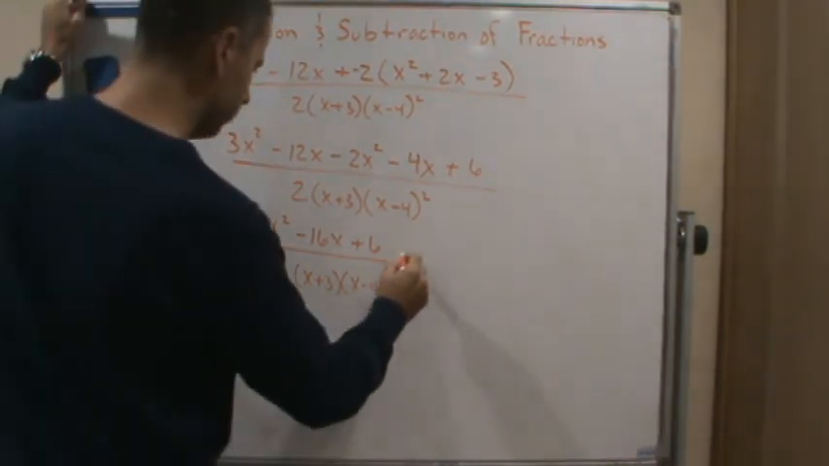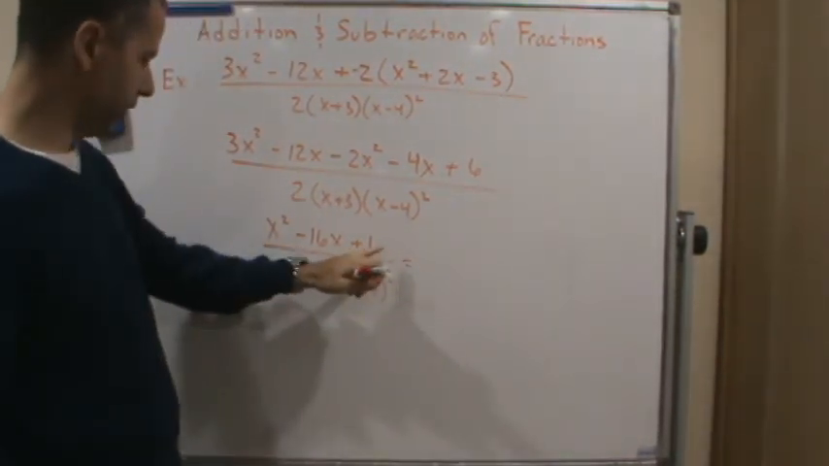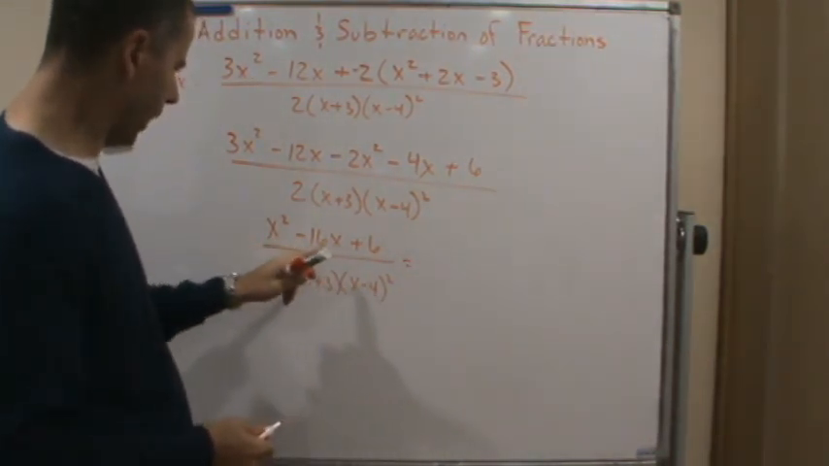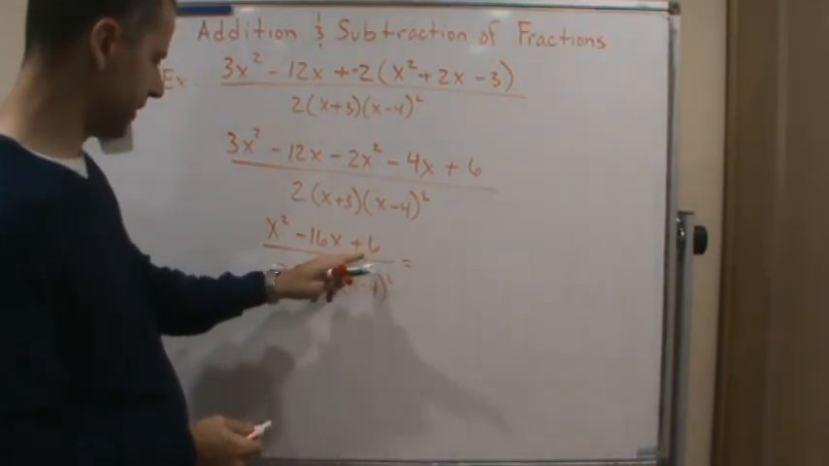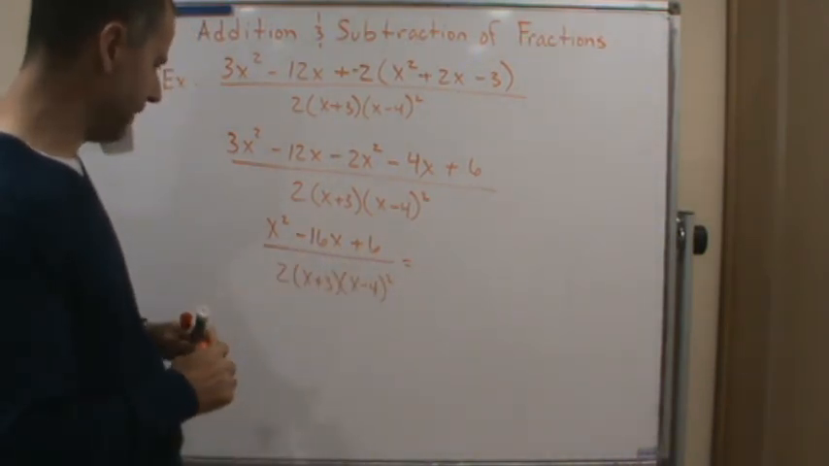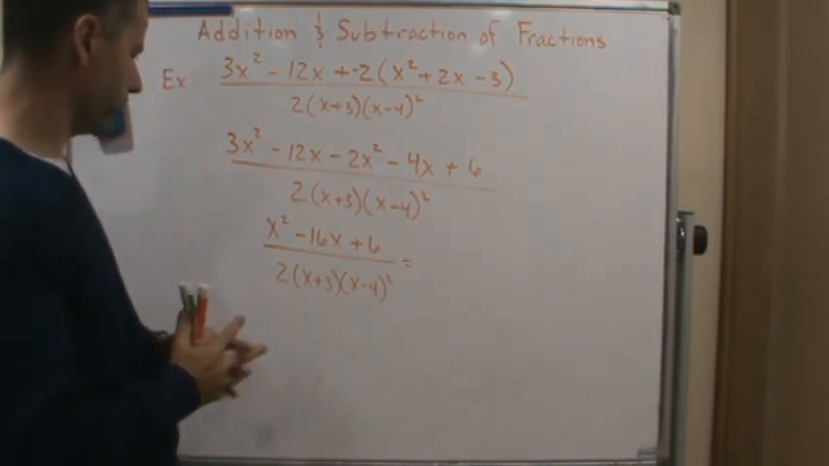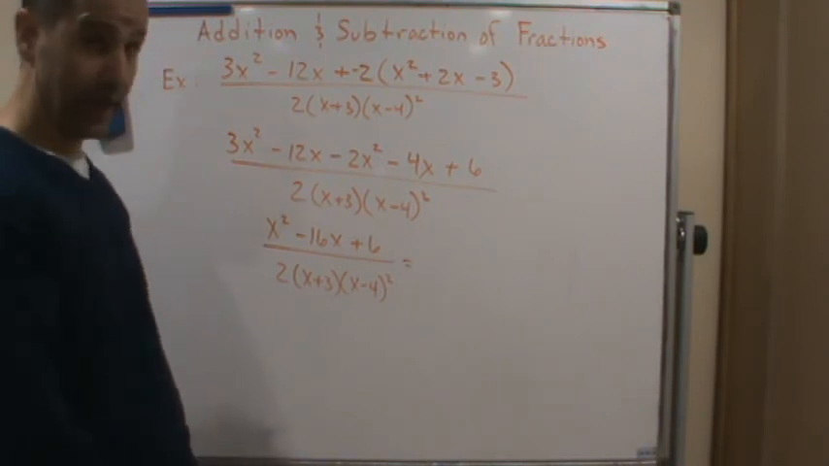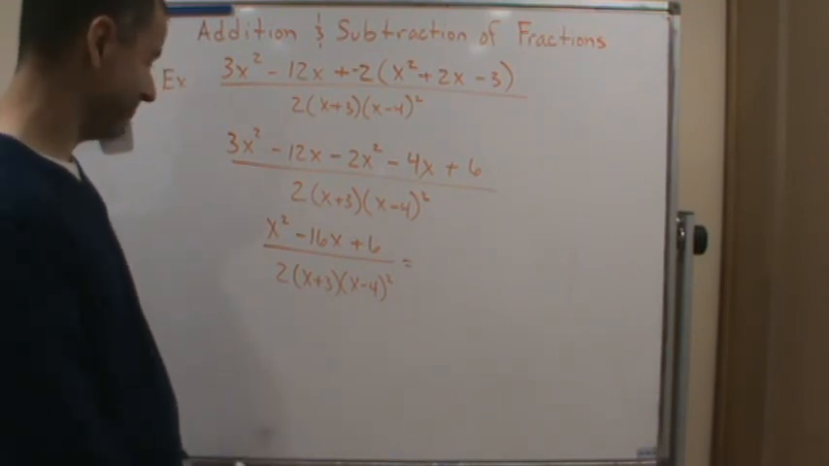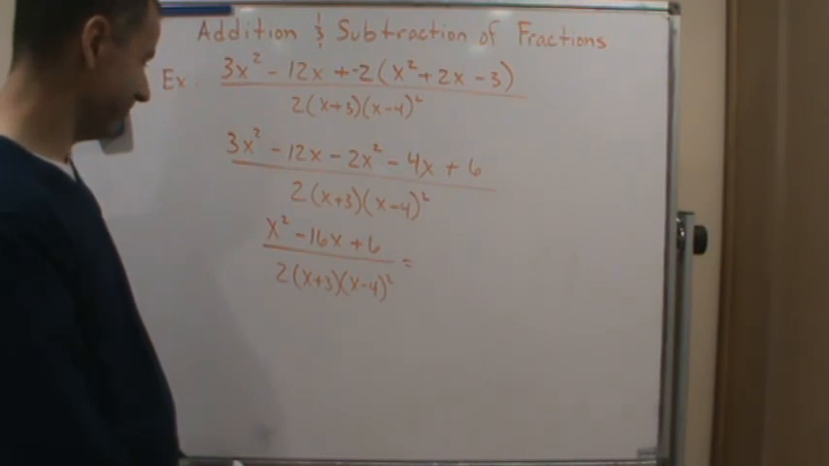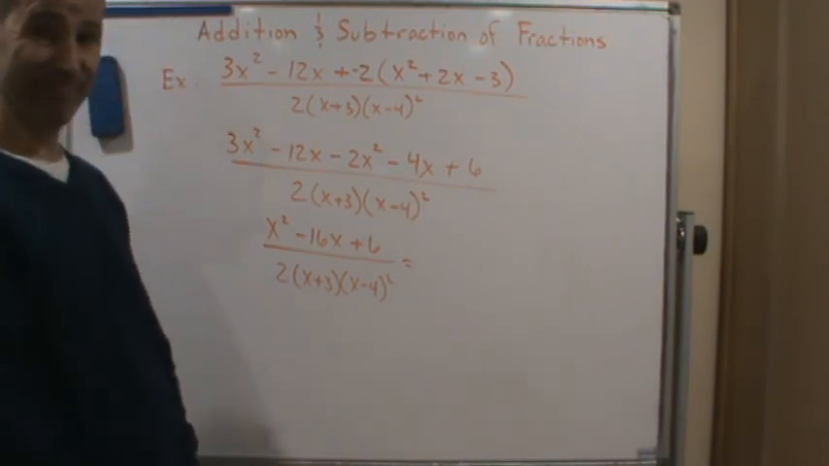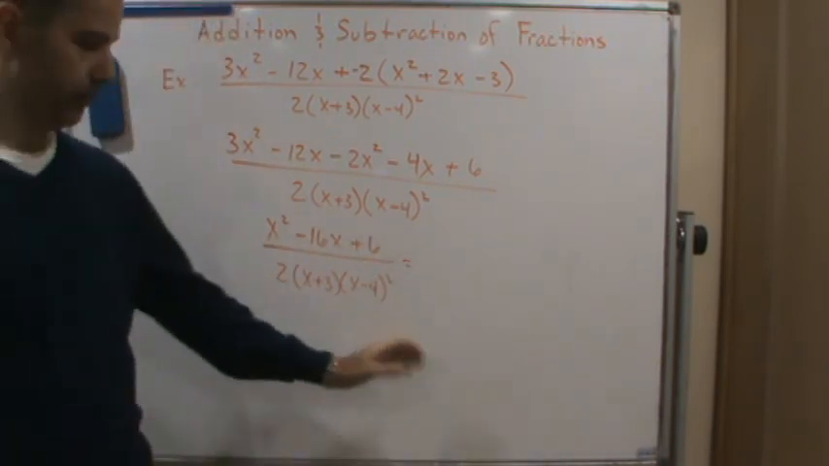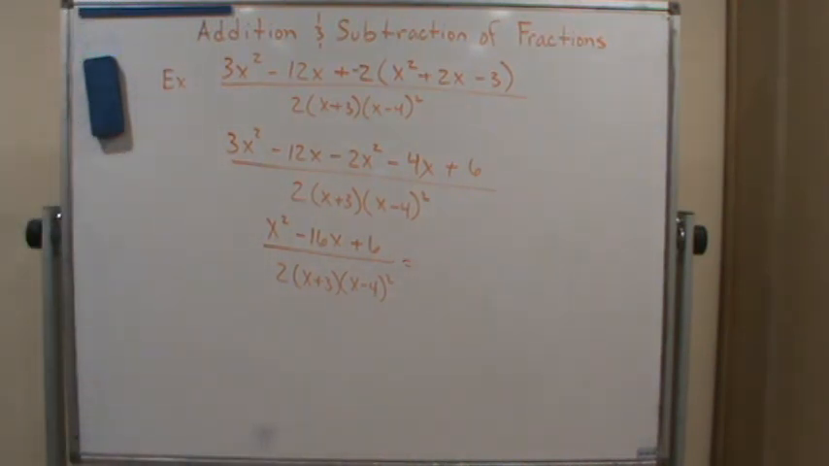Now, can this be factored? I wonder. Well, let's see what happens. Are there 2 factors of 6 that will give me negative 16 when I add them? And there isn't. Nope, so this is not factorable. So we're done. This is what the final answer will look like.